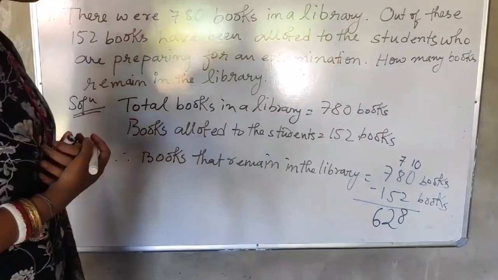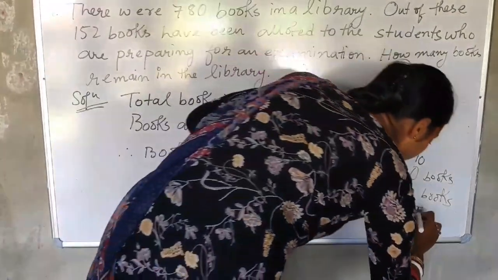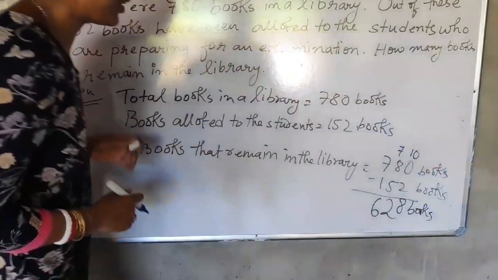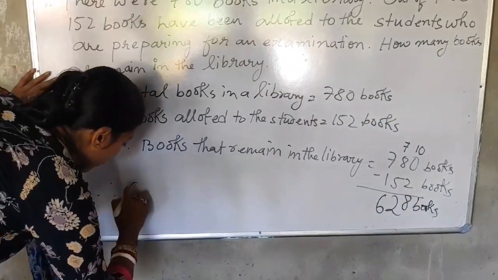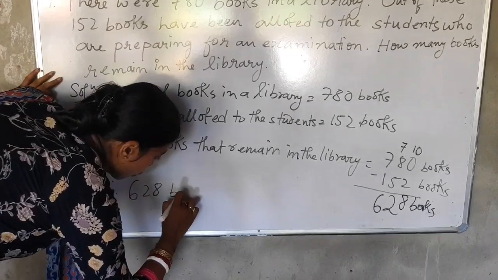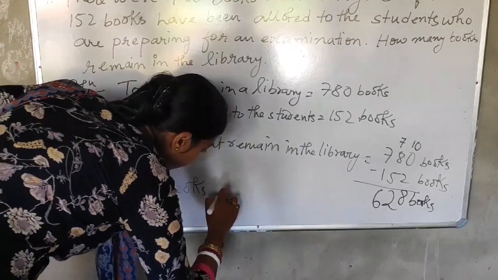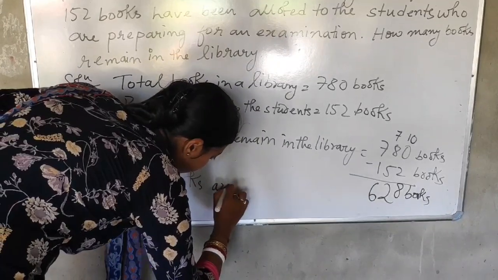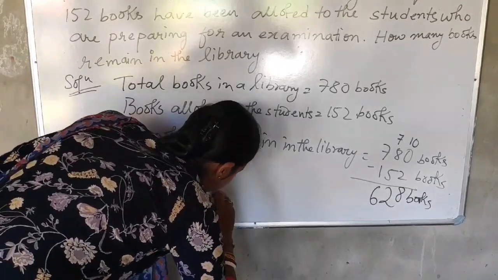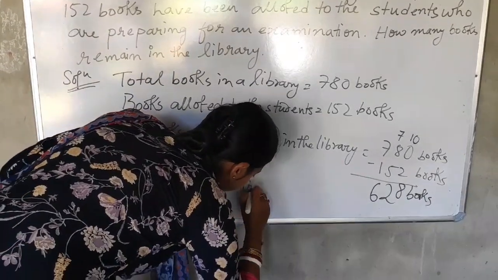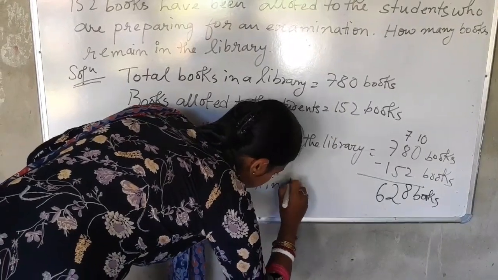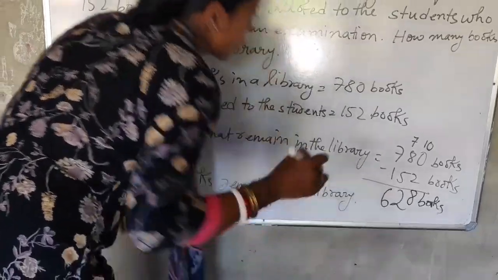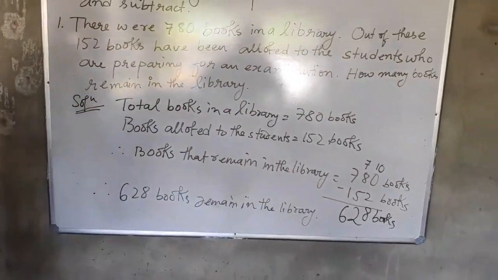So how many books are left in the library? 628 books. So you will write therefore 628 books remain in the library. Okay. So our question number 1 is solved.